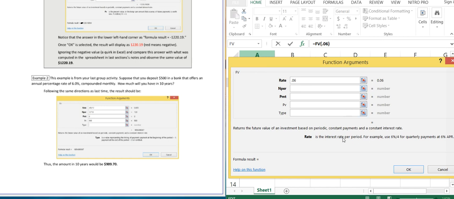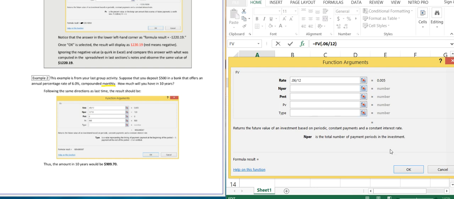Again, use the little built-in reminder at the bottom. It's reminding you, oh yeah, per period. Like if it's quarterly, I have to divide by 4. In this case, looking back on the example, it's monthly. So if we are compounding monthly, I have to know to divide by 12. And so that tells me they're basically giving me 0.5% every month.